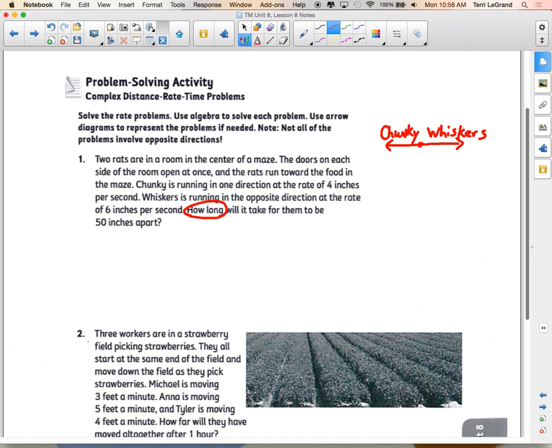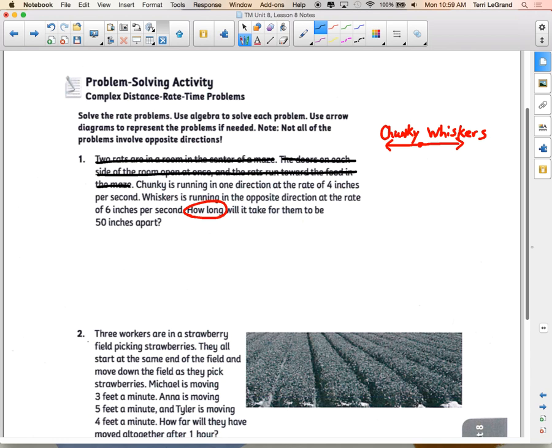Okay, so that's kind of like our basic arrow drawing. Anybody want to tell me anything that they crossed out? What's something that you crossed out in this? Caden, did you cross anything out yet? Okay, and we use that to help us basically get our drawing, right? Harley, something else that you crossed out? The whole second sentence, the doors on each side open at once, okay. And the rats run toward the food in the maze, which is what we said they were going in.